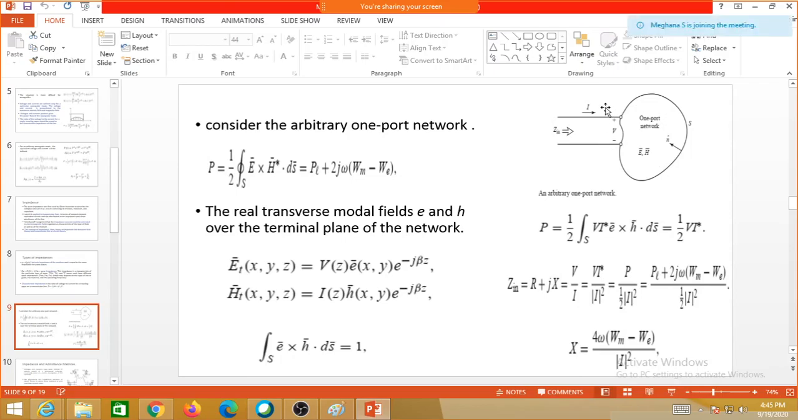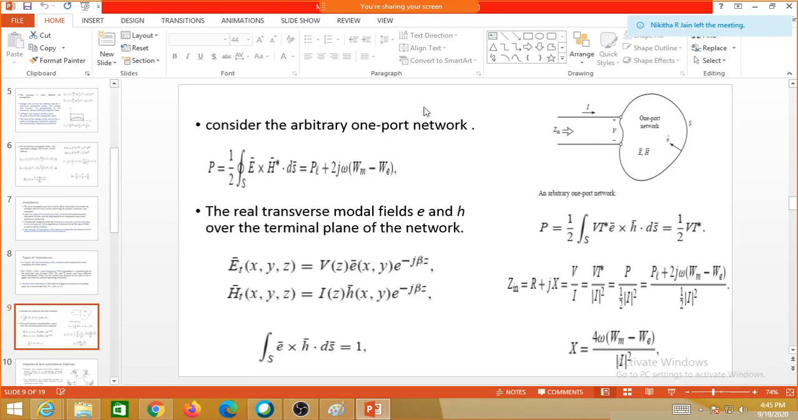Okay, and we'll define one more term here, the terminal plane. The terminal plane is the one referred to for getting the phase of the wave. It is the phase reference, or how much phase change is happening; with reference to that plane only we will get the phase information.